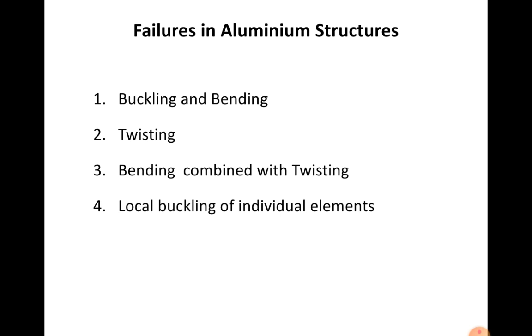Now the aluminium structures are subjected to four types of failures. First one is the buckling and bending. Sometimes some twisting can happen, or there will be combined bending and twisting, and local buckling of the individual elements also can happen.